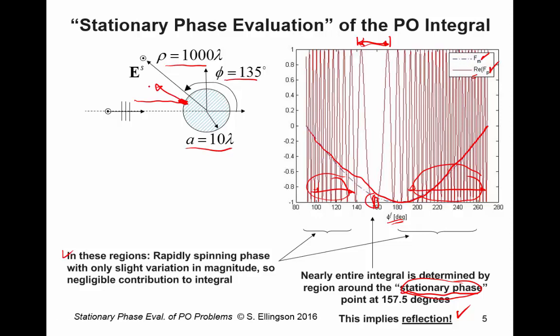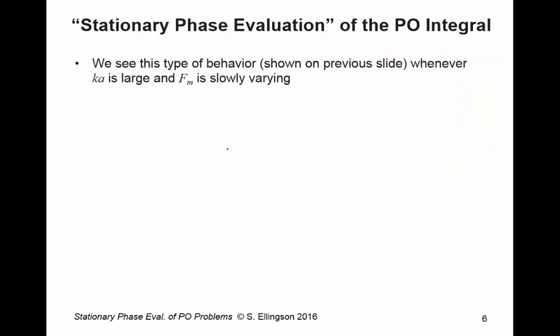Now, this isn't an optical problem. This isn't light. This isn't some very, very high frequency electromagnetic radiation. Nevertheless, it appears that we have something that looks somewhat optical going on here. So we often see this kind of behavior whenever Ka is large, whenever the electrical dimensions of the problem are large, and we can identify some part, F sub m, that's slowly varying.